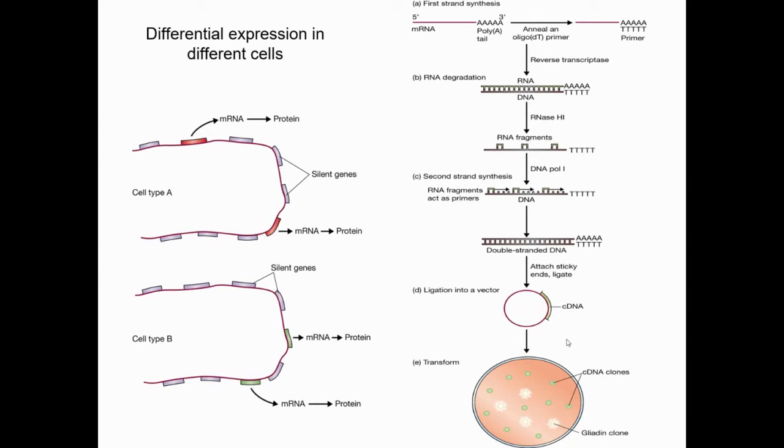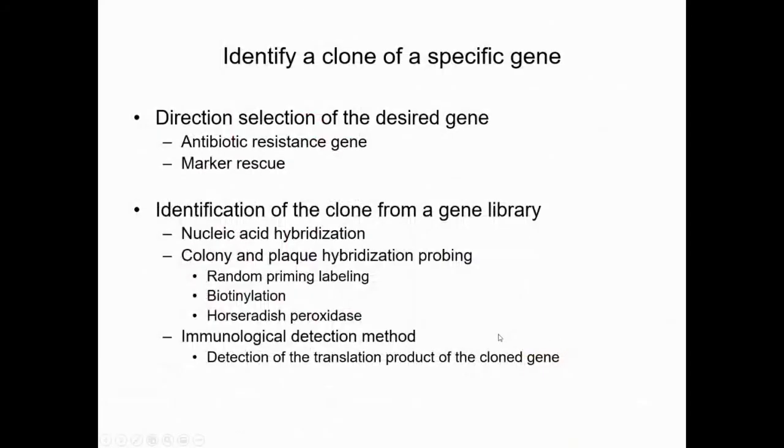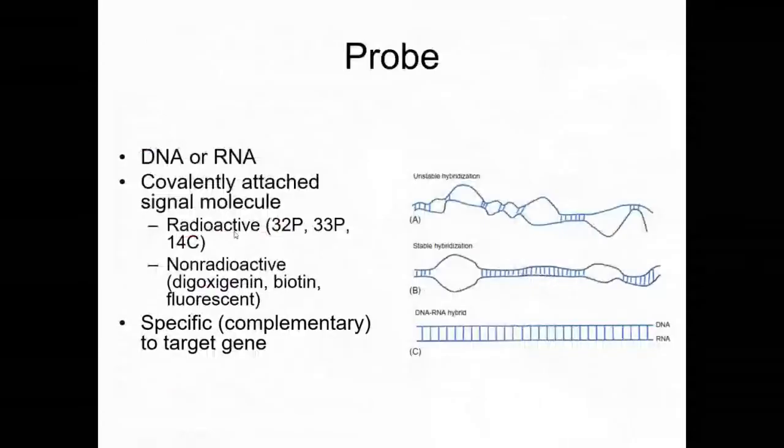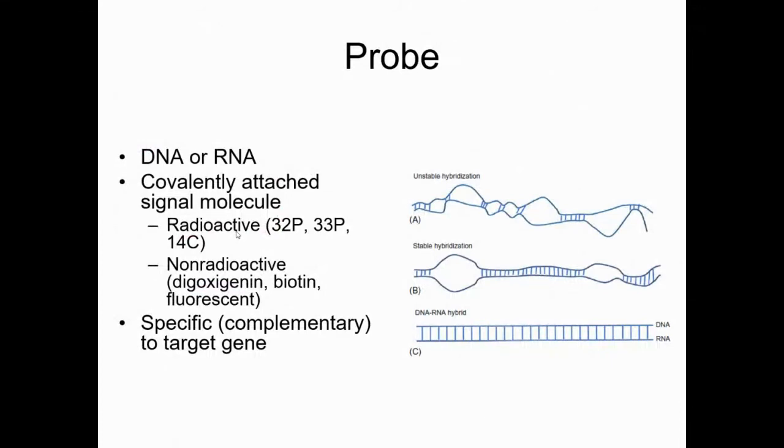So these are how to make the genomic library and cDNA library. And then the probe. As we mentioned about the probe, to perform the nucleic acid hybridization, the probe basically uses the idea of the nucleic acid hybridization. Later on, we're going to talk about the solid hybridization.